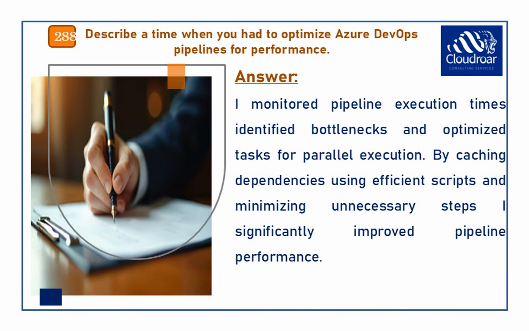Question 288. Describe a time when you had to optimize Azure DevOps pipelines for performance. I monitored pipeline execution times, identified bottlenecks, and optimized tasks for parallel execution. By caching dependencies, using efficient scripts, and minimizing unnecessary steps, I significantly improved pipeline performance.